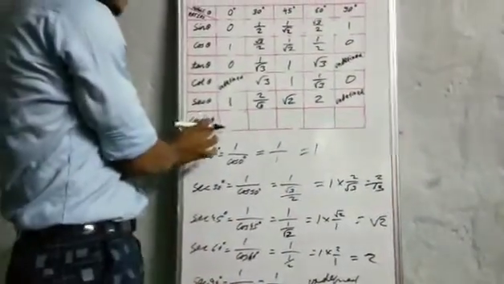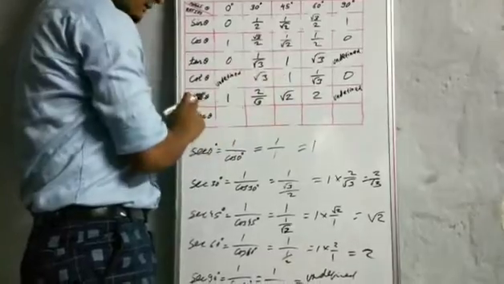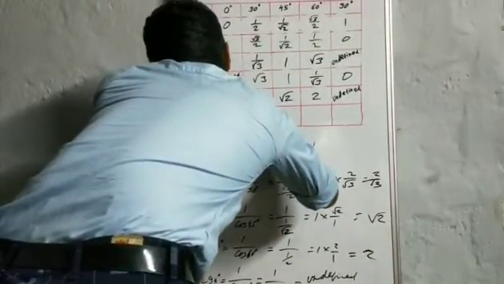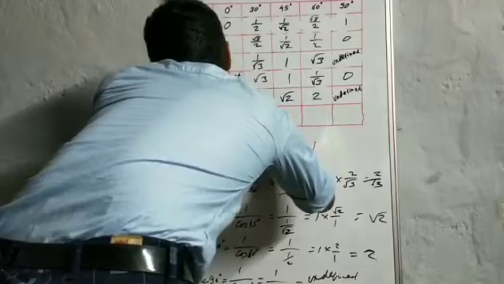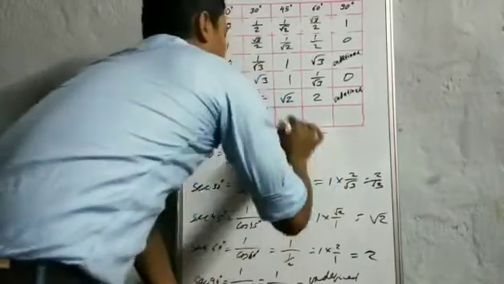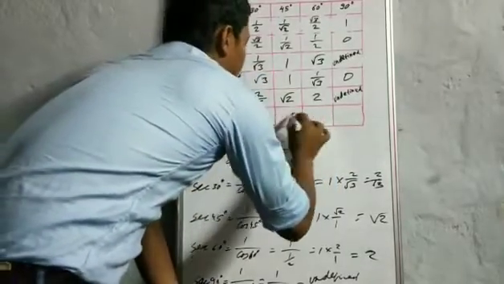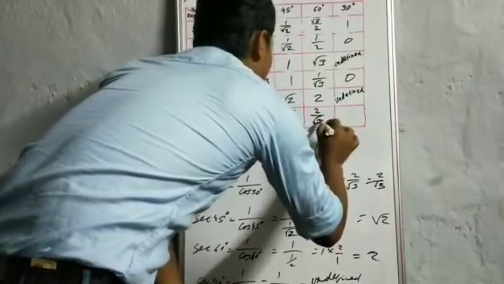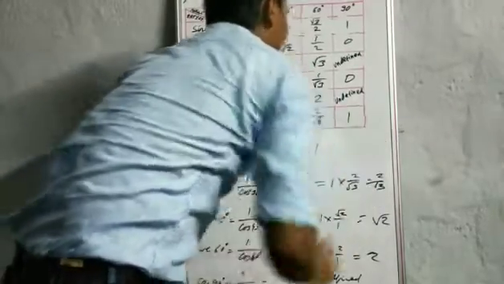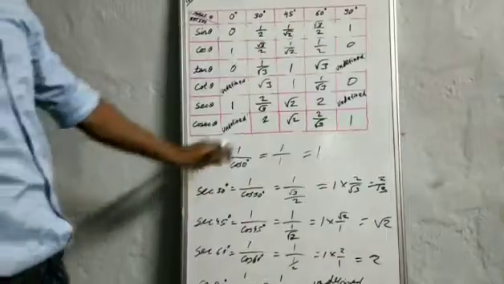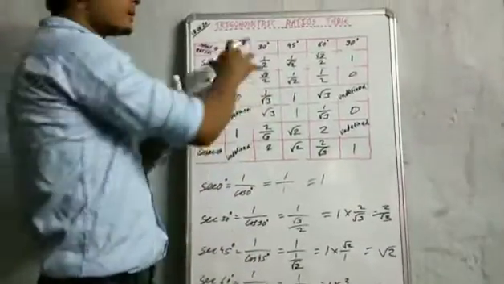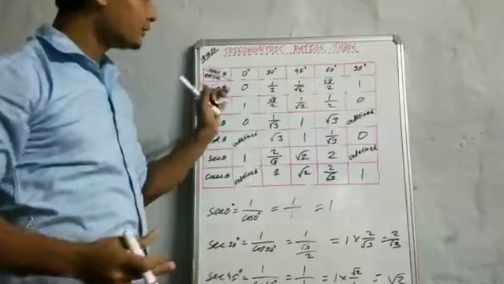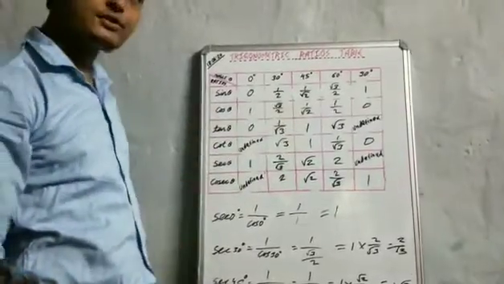Now the value for cosec theta will be the inverse value of sin theta. It will be 2, 2 by root 3, root 2, 1. So these are the tricks to remember the trigonometric ratios table or to form the values of trigonometric ratios.